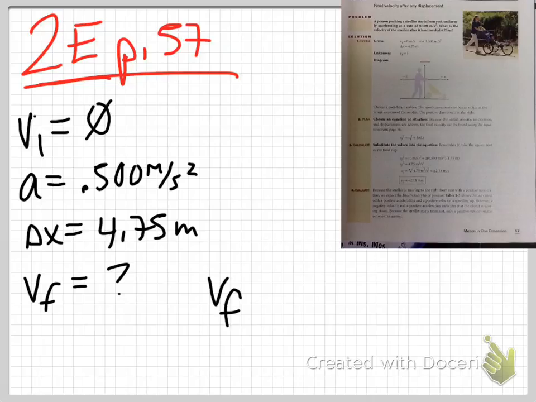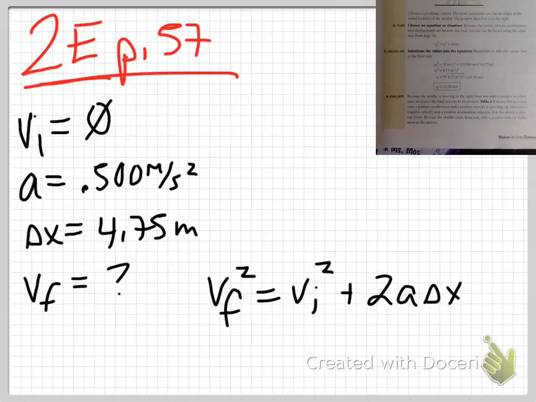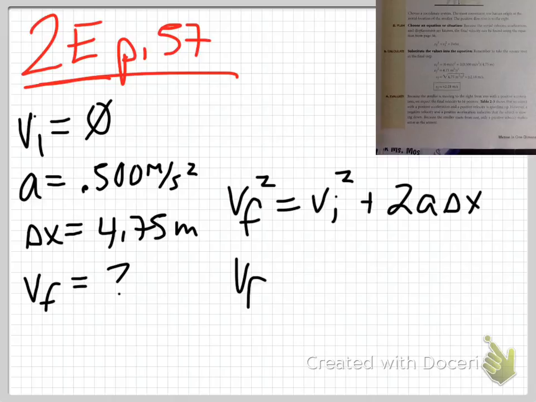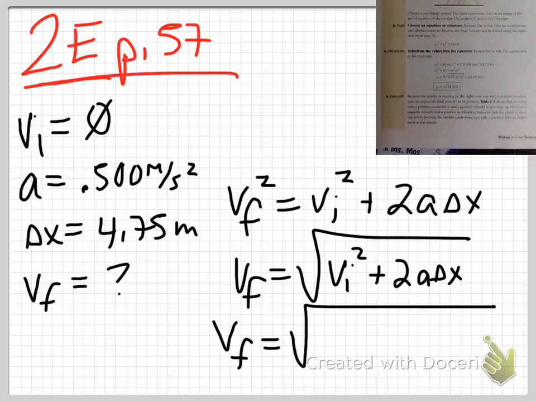And pretty simple. VF squared equals VI squared plus 2a delta x. We don't really have to rearrange, but we do have to take a square root, and that's simple enough. So VF is equal to the square root of VI squared plus 2a delta x. I'm going to plug in square root of, 0 squared, well that's still 0, plus 2 times 0.500 meters per second squared.